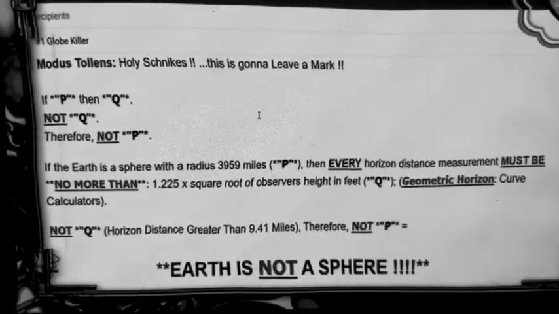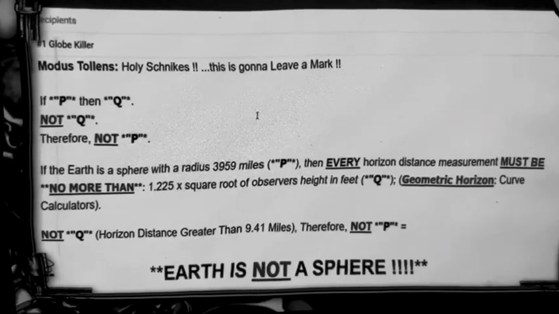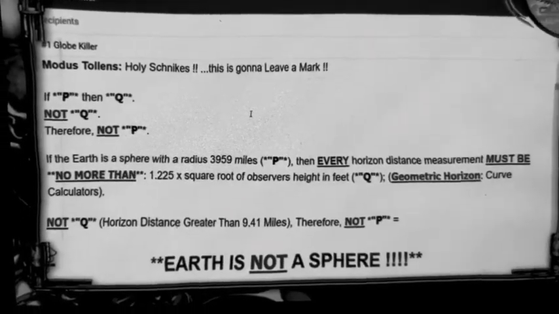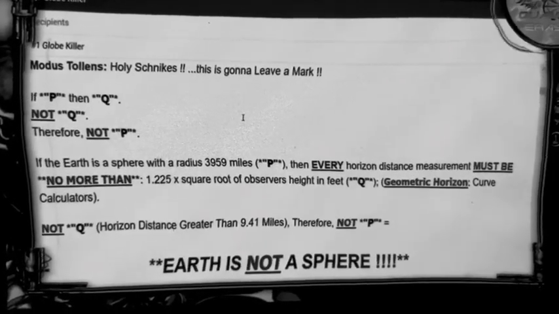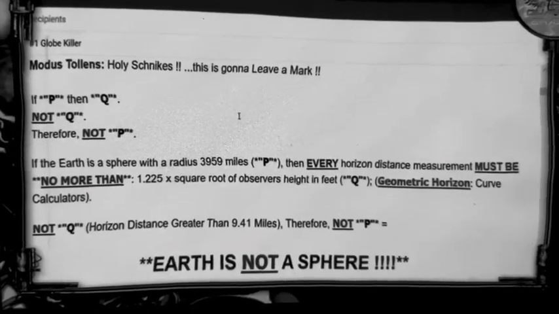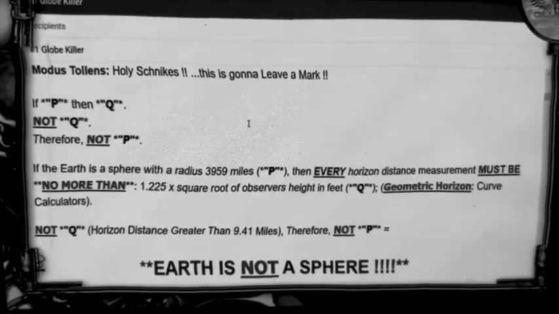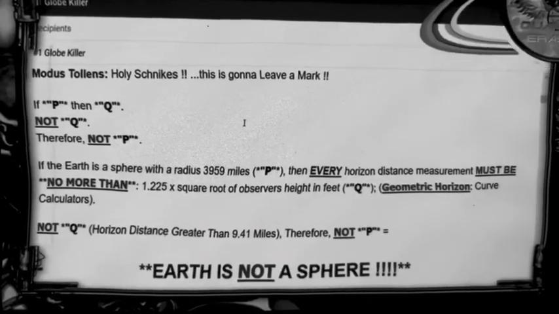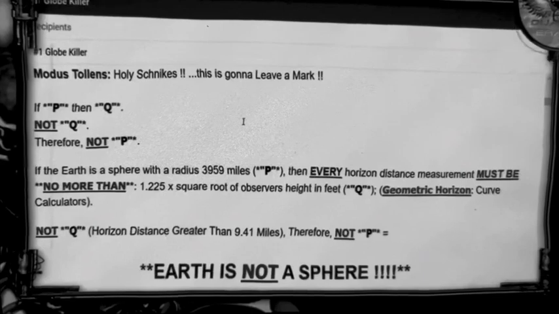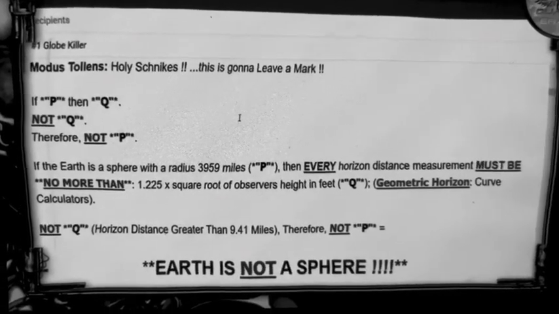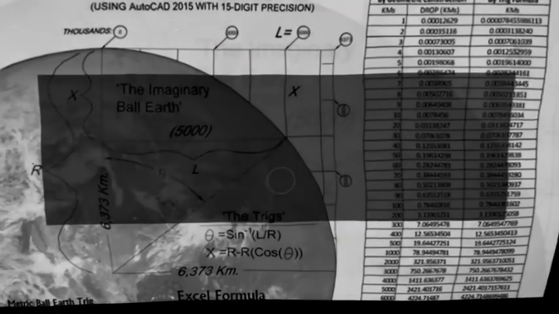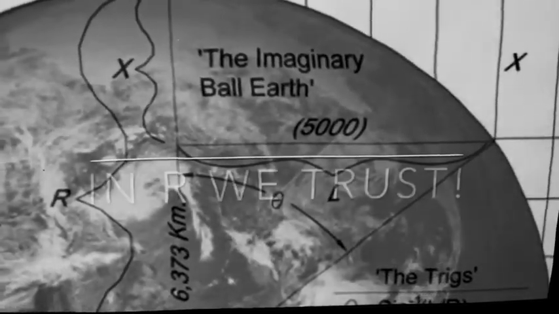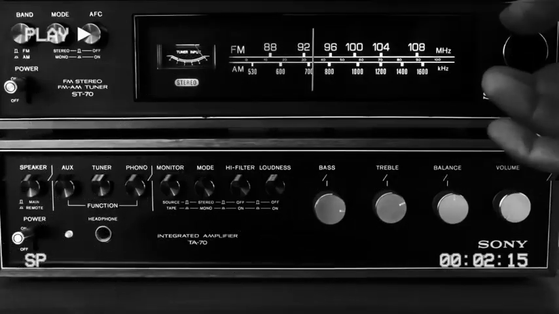If the Earth is a sphere with a radius of 3959 miles, P, then every horizon distance measurement must be no more than 1.225 times the square root of the observer's height in feet. That's Q. That's the geometric horizon. Not Q, because the horizon distance greater than 9.41 miles. Therefore not P. The Earth is not a sphere. The power of R compels you. Power of R compels you to believe such silly things. Ready, set, go.